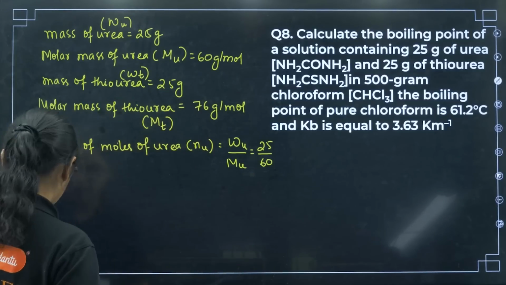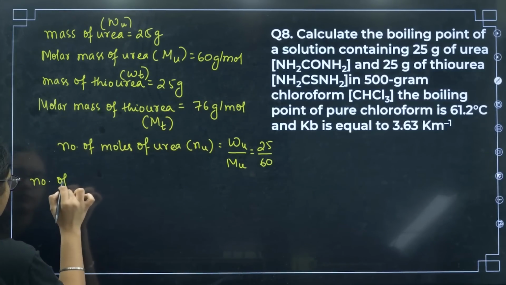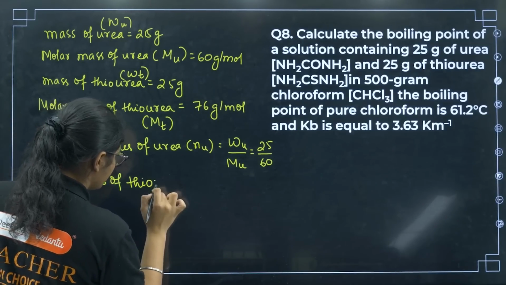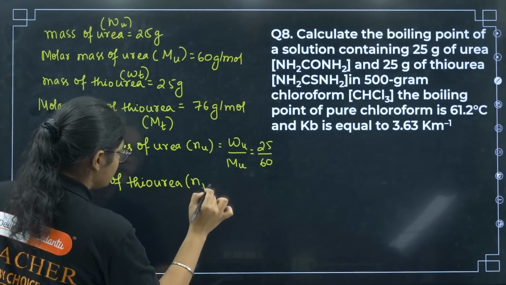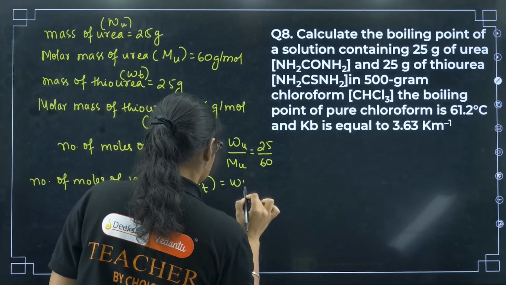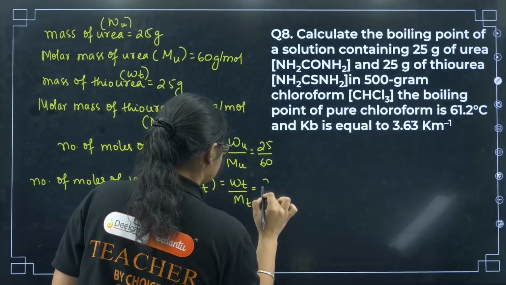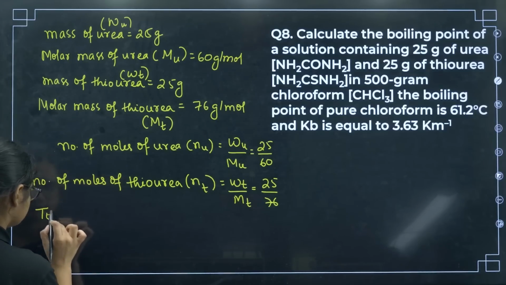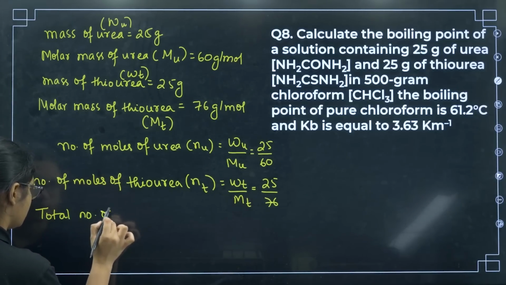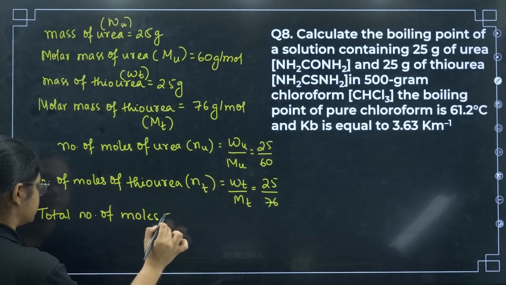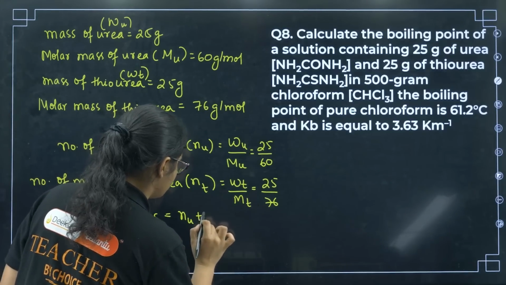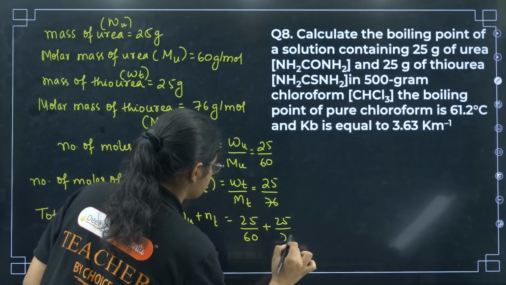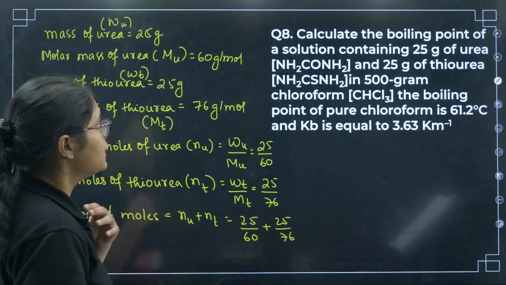Okay, similarly I can write down number of moles of thiourea, Nt. So you can write down here Wt by Mt, and that is 25 by 76. Now if I write total number of moles, that is equal to Nu plus Nt, that is 25 by 60 plus 25 by 76. Clear? This is done.